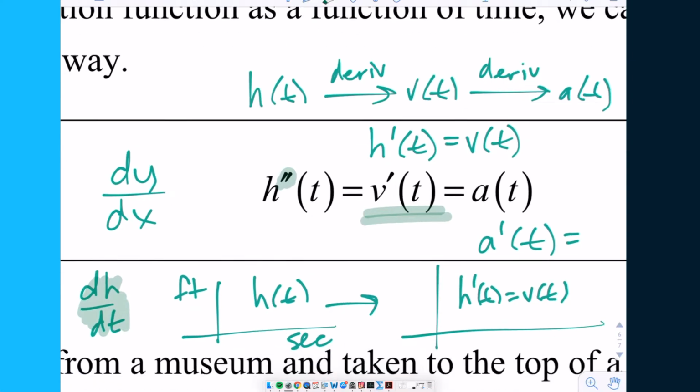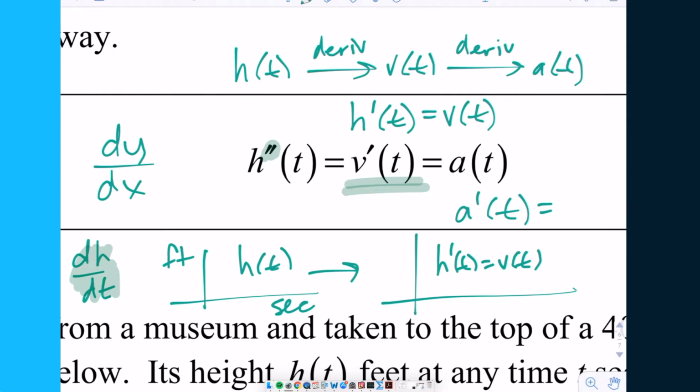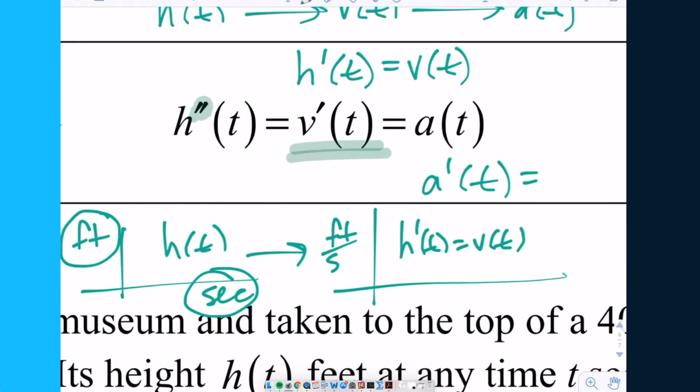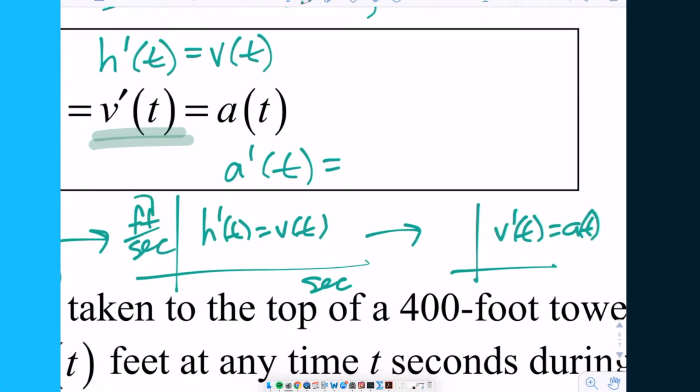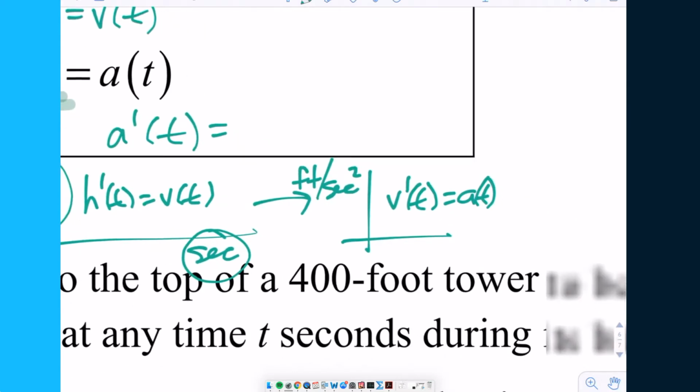So what would the units of the derivative of any function be? It would be the units of the y divided by the units of the x. And what's feet divided by second? Feet per second. So now the velocity would be feet per second graphed against seconds. And if we took the derivative of the velocity, v prime of t would equal a of t. What are the units of v prime? Well, it's units of y, which are feet per second, divided by seconds, which gives us what? Feet per second squared, which is acceleration, the rate of change of velocity. And we graph that against seconds.